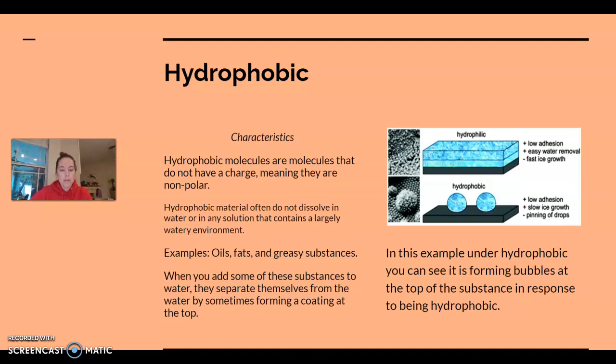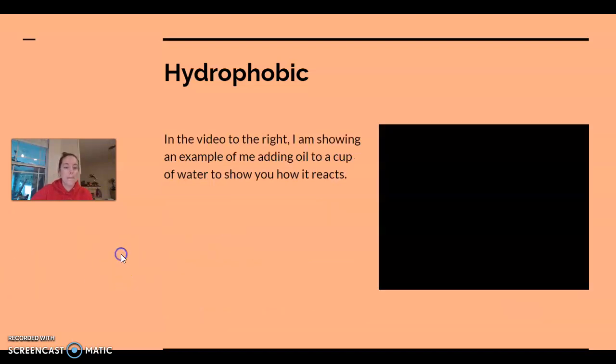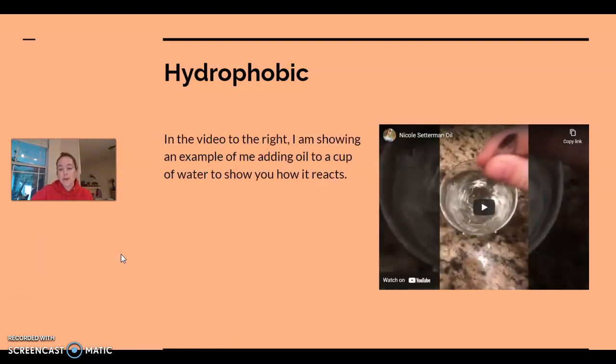When you add some of these substances to water, they separate themselves from the water by sometimes forming a coating at the top. I chose this picture again because in the example under hydrophobic, you can see it is forming bubbles at the top of the substance in response to it being hydrophobic. In this video, I took a video of me adding oil to water to show you how it reacts. So I'm going to play that now.